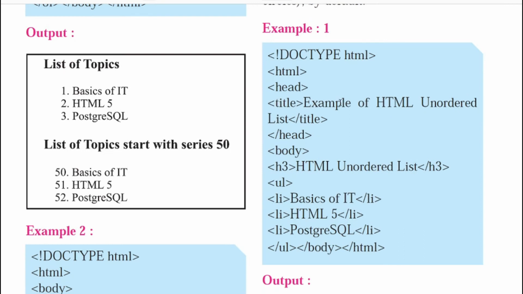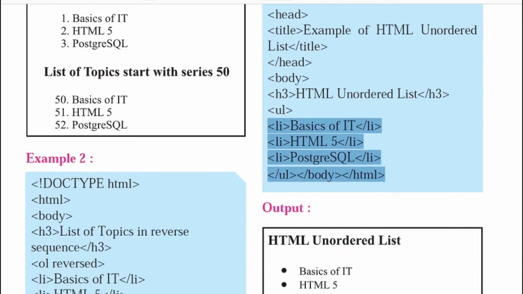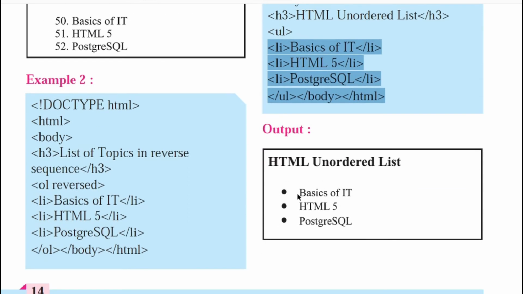We give a title, example of HTML unordered list, head close, body start. We give a heading with H3, HTML unordered list. We begin with the UL tag over here, my dear students. UL means unordered list, then list items, basics of IT, any three topics we have given. We have closed UL, closed body, closed HTML, and we get the output very easily in black dark circles. That is the default selection for an unordered list.